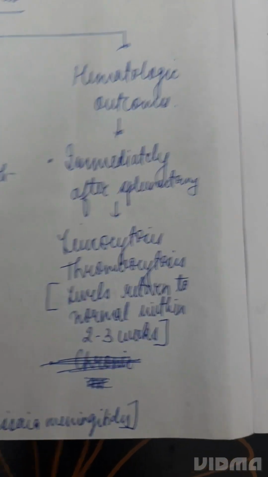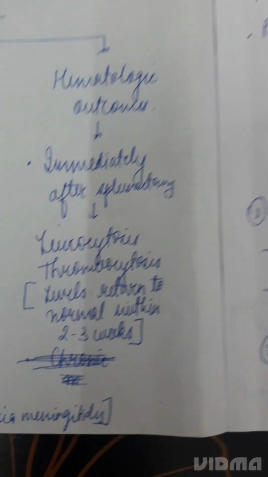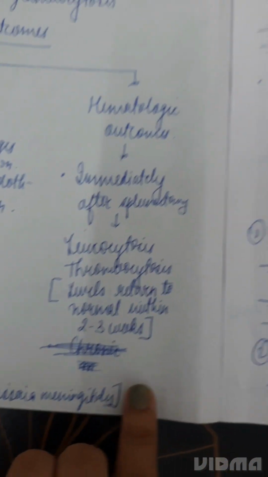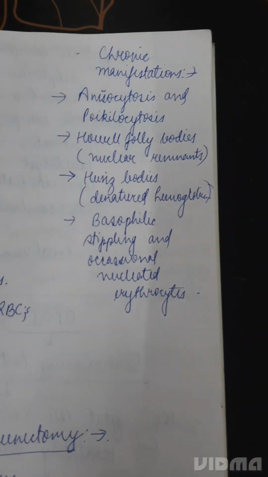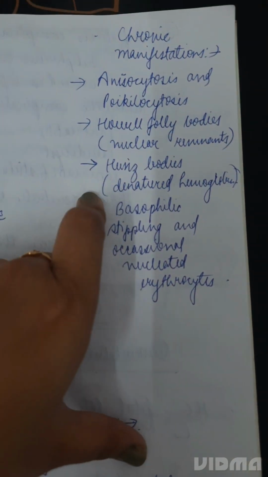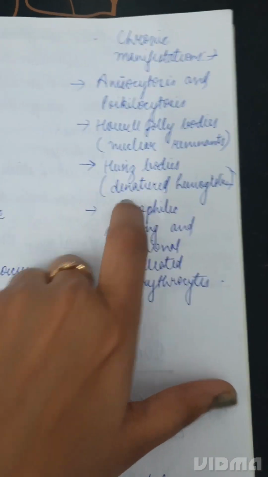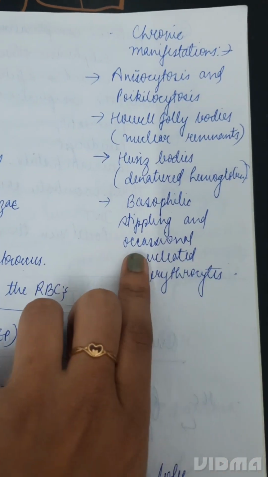So what are the hematological outcomes? Immediately after splenectomy, leukocytosis and thrombocytosis occur. Levels return to normal within 2 to 3 weeks. What are the chronic manifestations? Anisocytosis and poikilocytosis occur. Howell-Jolly bodies, which are nuclear remnants, Heinz bodies, which are denatured hemoglobin, basophilic stippling, and occasional nucleated erythrocytes.